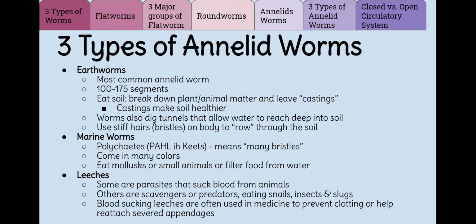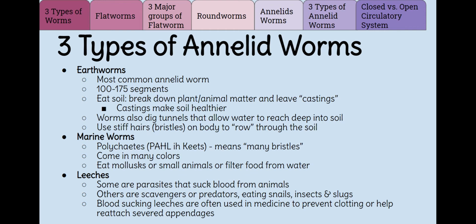Then you have marine worms. So you see this says polychaetes. Polychaetes means many bristles. They come in many colors, so these are actually going to be very vibrant in color. They eat mollusks or small animals. They'll filter food from the water.